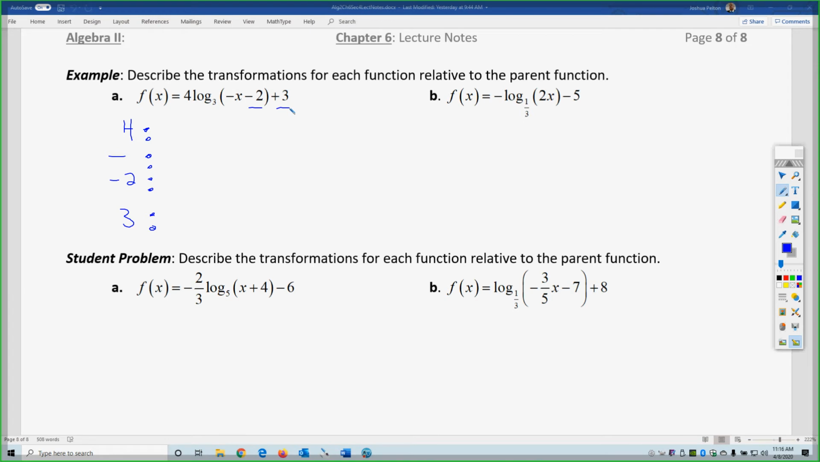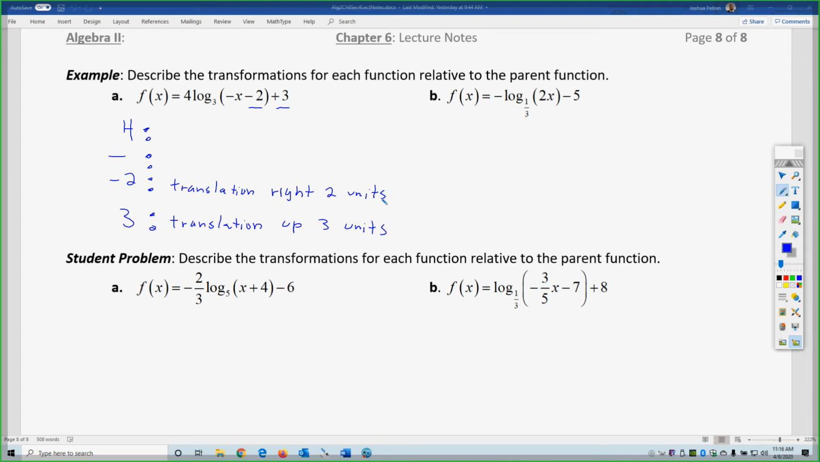So this is a translation up 3 units. And the -2 is a translation right 2 units, because inside is counterintuitive, outside is straightforward. So the 4 is on the outside. Excuse me. That is on the outside, so it affects y.